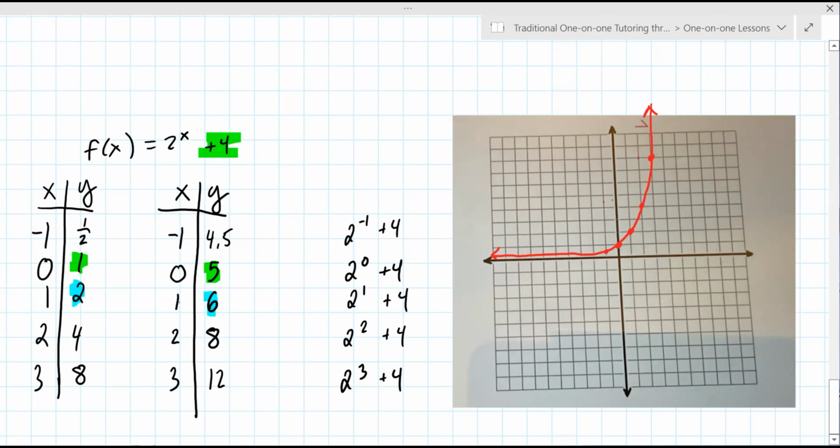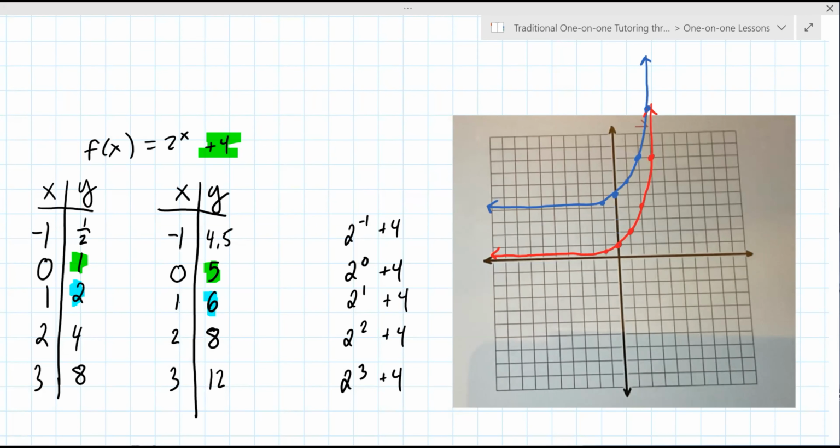0, 5 here, 1, 2, 3, 4, 5. Okay, 1, 6, 2, 8, and then 3, 12. So this one's not on the graph, kind of like that. And then minus 1, 4.5. So this graph, you've got to be really, are you more of an artist? Kind of. Okay, so you can rate my graphing skills. You can say they're awful. But you want to at least show a nice smooth curvature to this. Don't give me straight lines in between there. There is smoothness to the curve there.